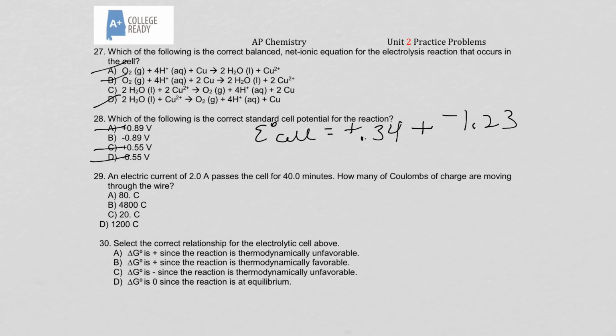Moving on to 29, it says an electric current of 2 amps passes through the cell for 40 minutes. How many coulombs of charge are moving through the wire? There's a couple ways to approach this. On our formula sheet, there is the relationship between current, coulombs of charge, which is the charge on electrons, and time. So this is a rate. As we can tell, amps is the unit for current. So we have 2 amps for I, and then we have a time.